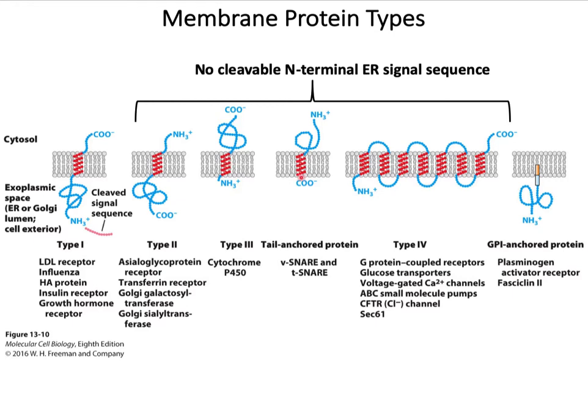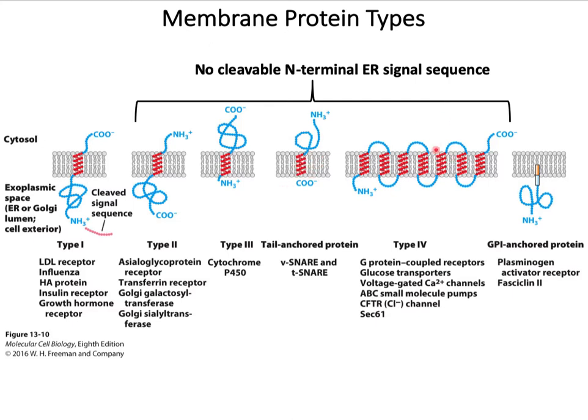There's another group of proteins that can be considered as a type 3 in a reverse orientation, where the tail of the protein, or the C-terminus, is inserted into the membrane. These proteins are known as the tail anchored proteins, because the C-terminus is the tail of the protein.